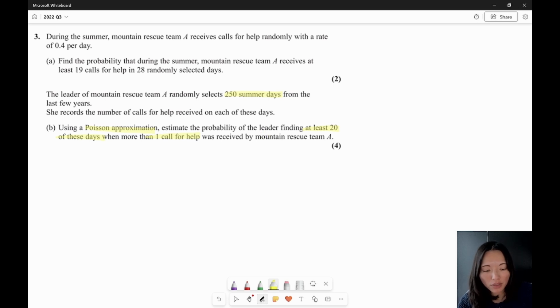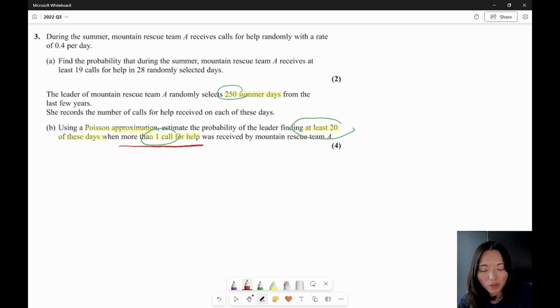Quite a number of different numbers there. So we've got 250 summer days, we've got at least 20 of these days, and we've got one call for help. We're going to break that down step by step. First of all, let's find out what I call the base event. The base event is more than one call for help in a day.